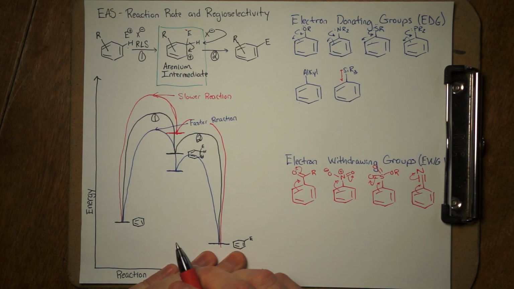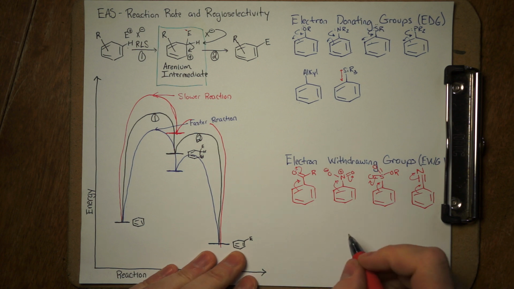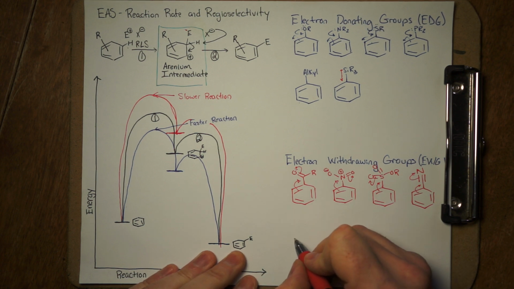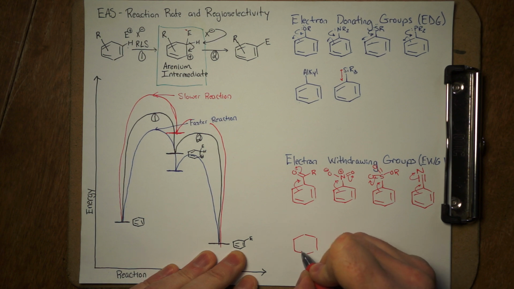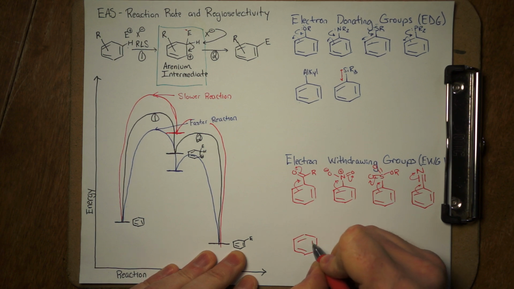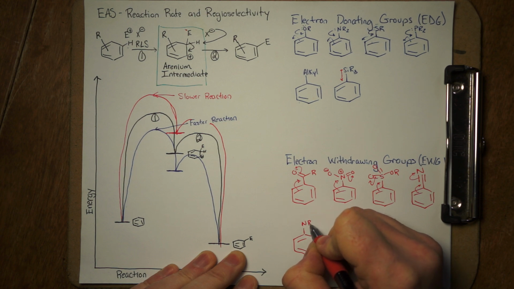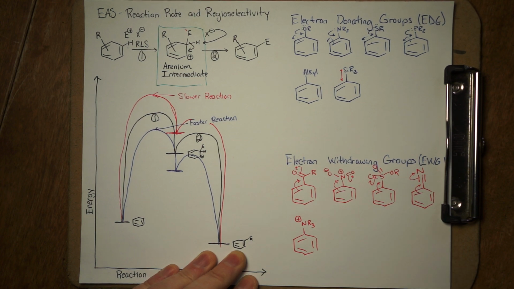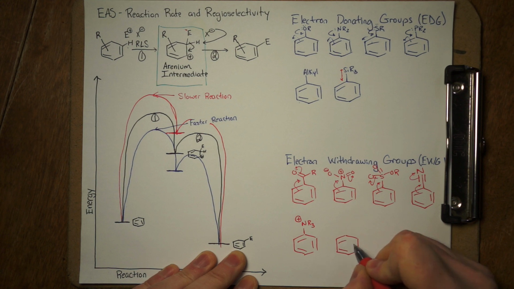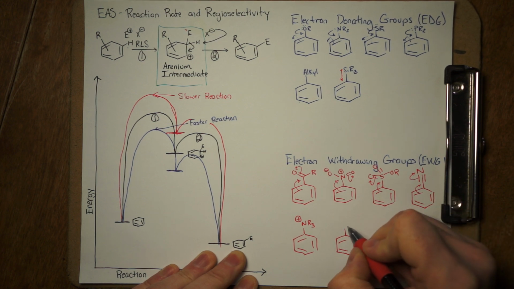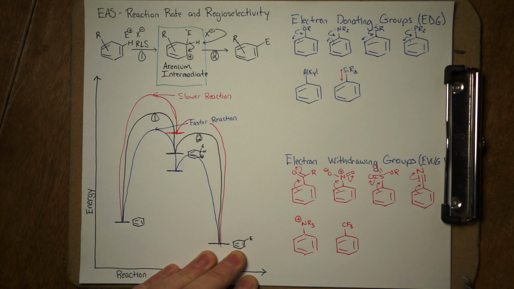All right, we also have other electron withdrawing groups that don't have resonance. One example of that would be trialkyl aryl ammonium compounds. So NR3, and then there's a positive charge on nitrogen. We also have trifluoromethyl groups or fluoroalkyl groups, CF3.